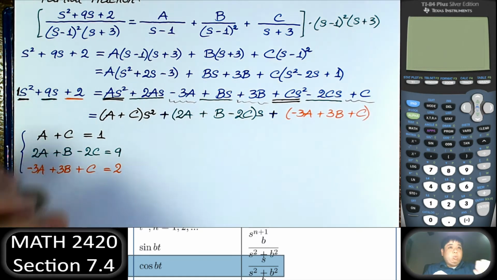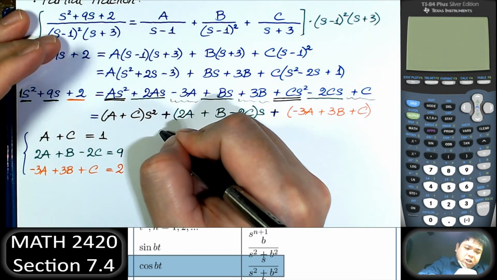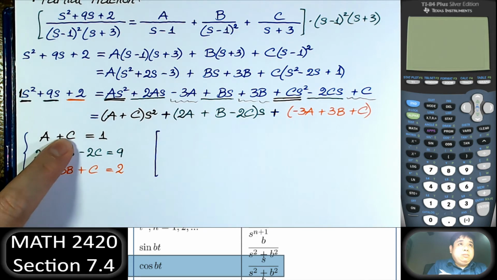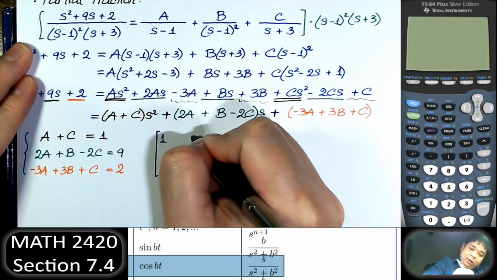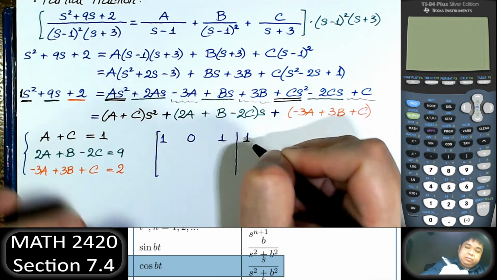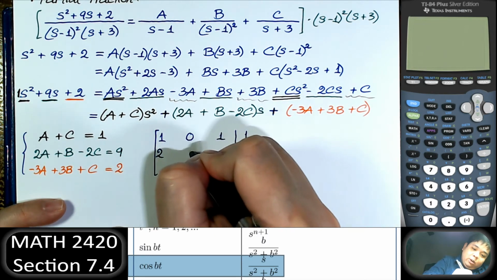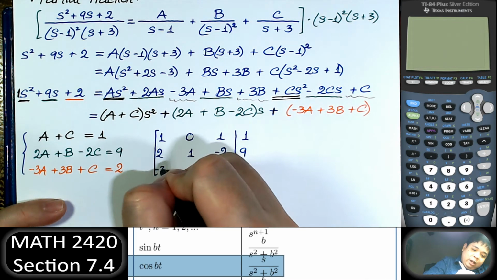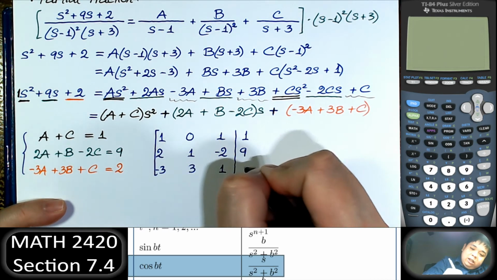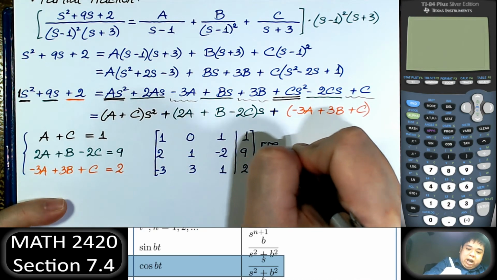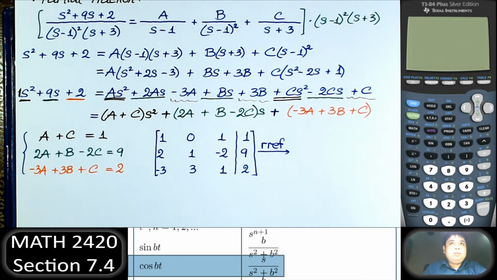Right. Remember, when we did this in the previous section, we used the calculator, and I will do that same thing. The coefficients for A, B, and C should be 1A, no B, 1C equal to 1 on the other side. Next, 2A, 1B, negative 2C equal to 9. Negative 3A, 3B, 1C equal to 2. And after that, we do the reduced row echelon form. Right, so I use the calculator here.